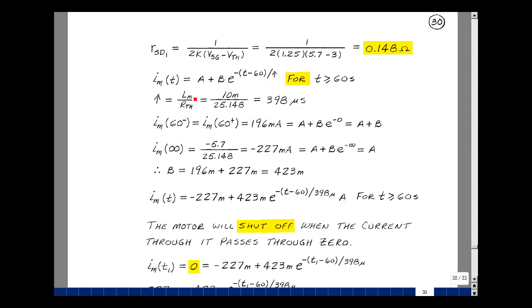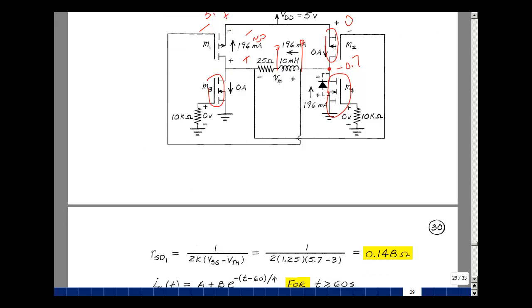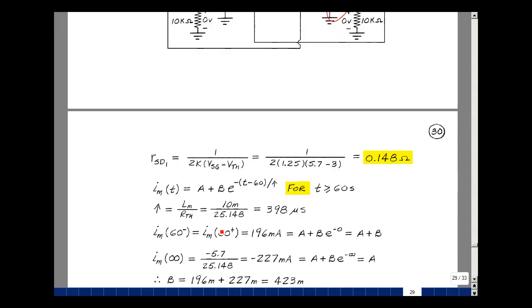What's the resistance seen by the inductance? Let's just go back to the previous page. We're going to be looking back in here, with all the independent sources set equal to 0. This is a battery of 0.7, shorting this to ground. And looking in here, I see 25 ohms, plus I see this resistance, which was 0.148, and then a short back to ground. So that gives me 25.148 ohms, or about 400 microseconds.